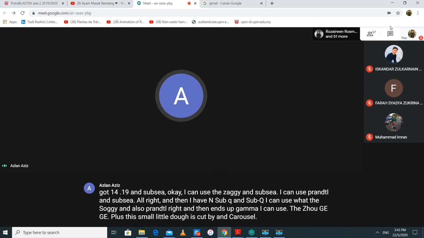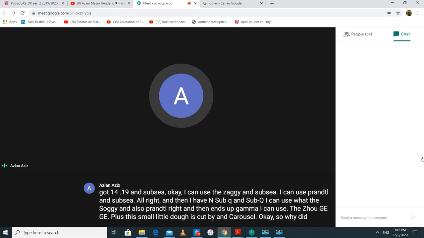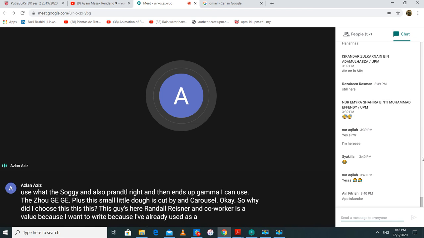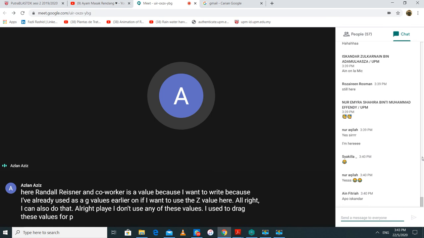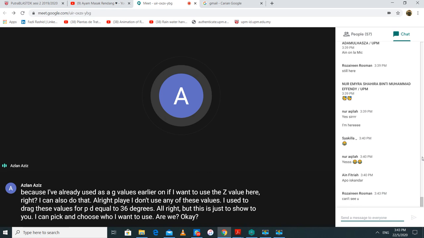So why did I choose these guys here, Prandtl, Reissner, and Kumbhojkar Karasek value? Because I want to, right? Because I've already used the Terzaghi values earlier on. If I want to use the Terzaghi value here, all right, I can also do that. Say I don't use any of these values, I use the Terzaghi values for phi d equals 36 degrees. Right, but this is just to show you I can pick and choose who I want to use. Are we okay? All right.